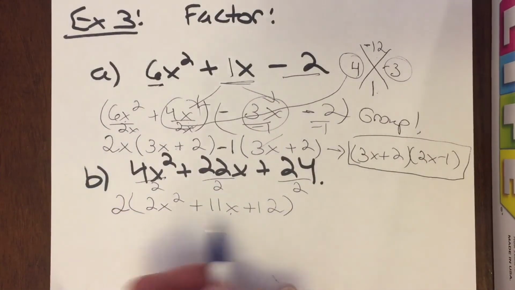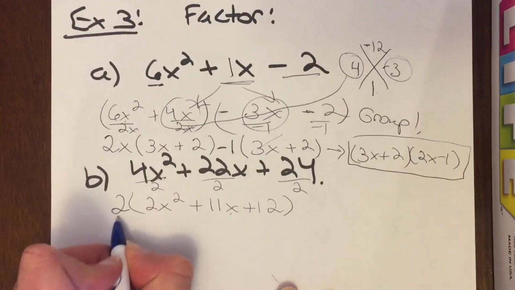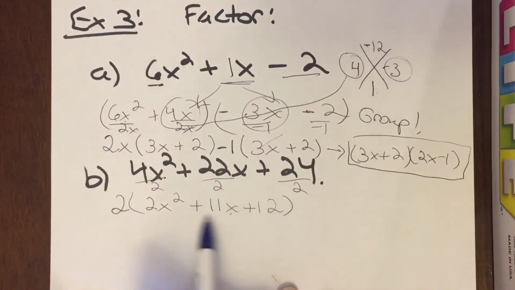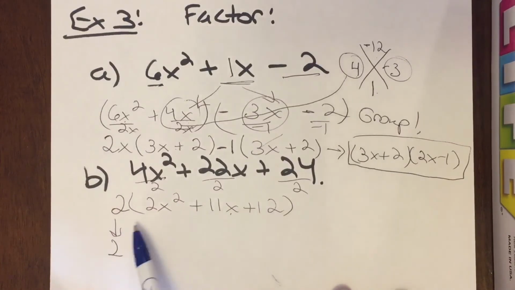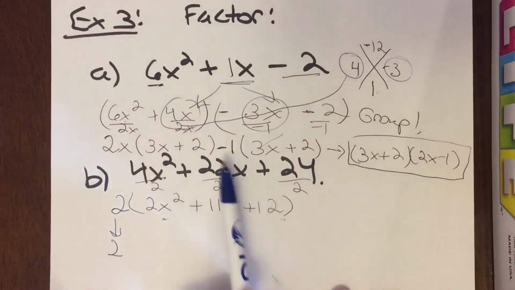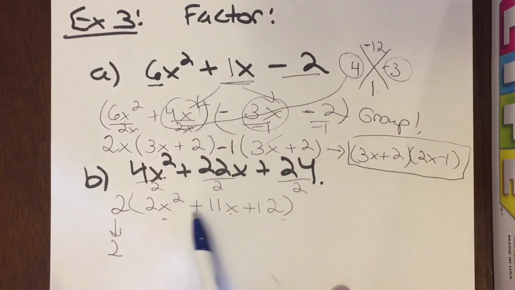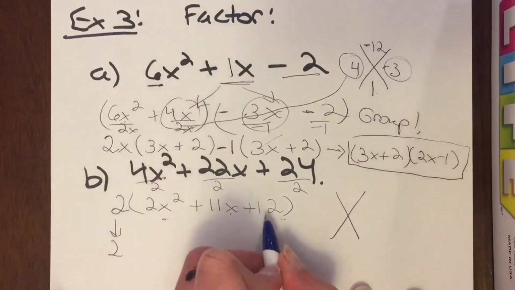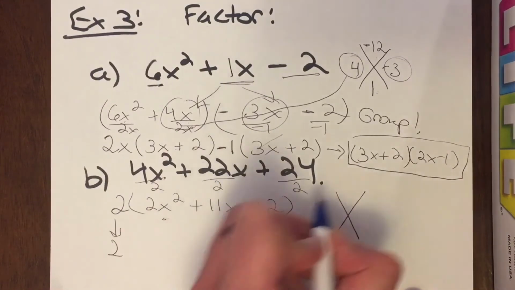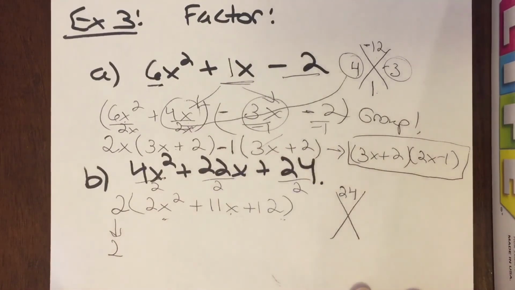And now that 2 is just going to go along for the ride, and I'm just going to factor this part in the parentheses. So the 2 just gets brought down. And then I'm going to use a similar strategy to what I just did up here. So I have a trinomial now. My a is not 1. My a is 2. So off to the side here, I'm going to multiply a times c. So 2 times 12 is 24.